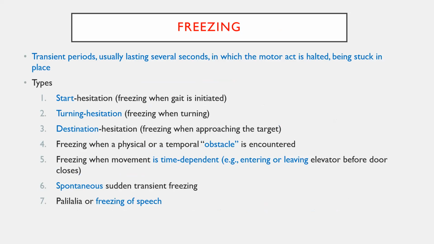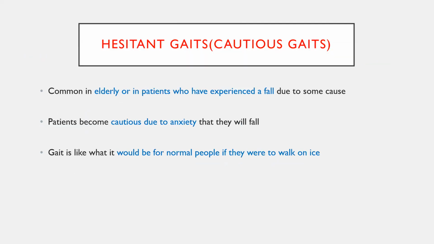Transient freezing of the speech will also be there. Palilalia will be there, and freezing episodes also affect the speech. Sometimes apraxia of speech is also termed under freezing. Okay, these are a few examples of freezing episodes classically seen in hypokinetic movement disorders, especially Parkinson's.